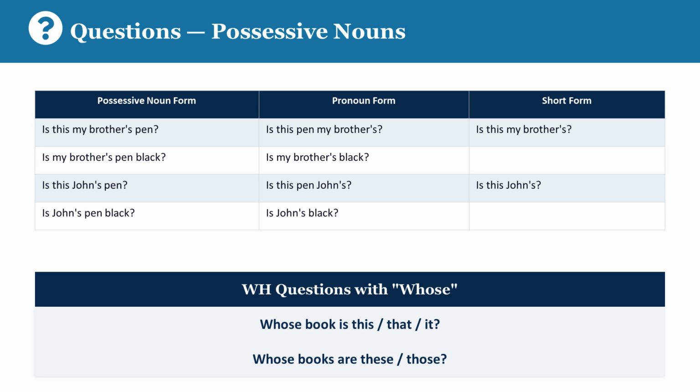For singular items, we ask, whose book is this? Or whose book is that? Or whose book is it? For plural items, we ask, whose books are these? Or whose books are those? Whose books are these is a very useful question word that directly asks about possession and ownership.